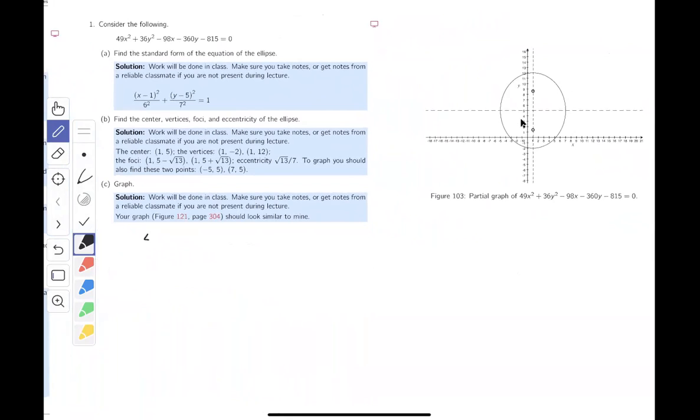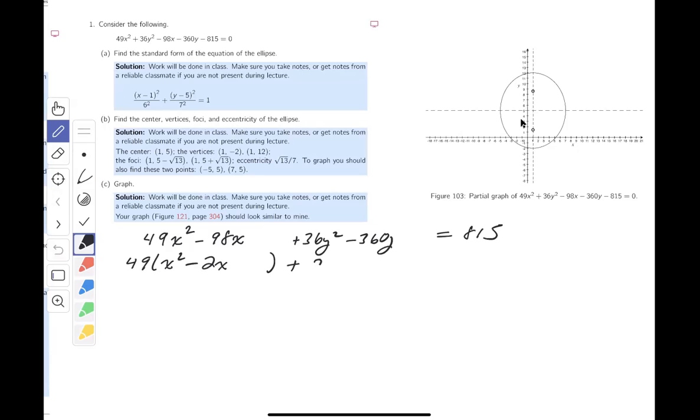So I'm going to write that down for you, 49x squared, and then I got minus 98x. And then what do I have? I have 36y squared. And then what do I have? Minus 360y. And then I'm going to add 815 to both sides. Right, I'm going to factor 49 out, and you get x squared minus 2x plus, I'm going to factor 36 out. That'll give me y squared minus 10y equals 815.